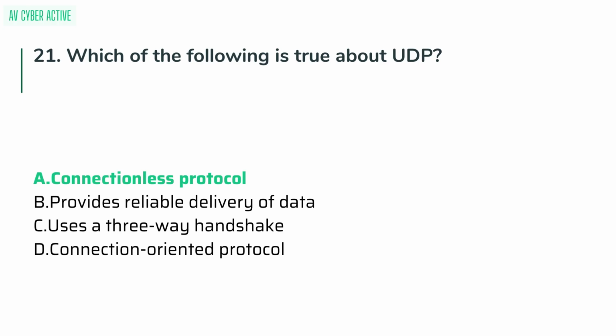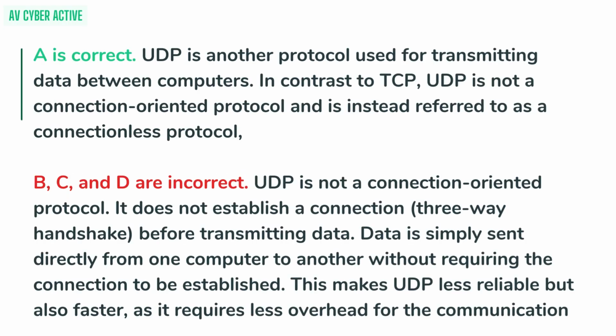UDP is another protocol used for transmitting data between computers. In contrast to TCP, UDP is not a connection-oriented protocol and is instead referred to as a connectionless protocol. B, C, and D are incorrect. UDP is not a connection-oriented protocol. It does not establish a connection, three-way handshake, before transmitting data. Data is simply sent directly from one computer to another without requiring the connection to be established. This makes UDP less reliable but also faster, as it requires less overhead for the communication.